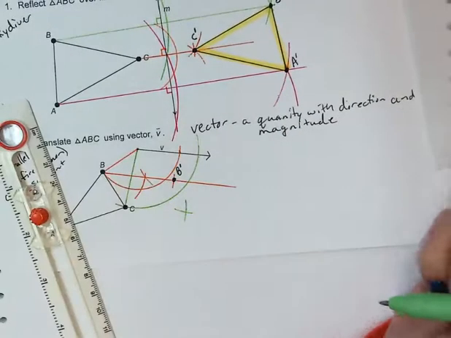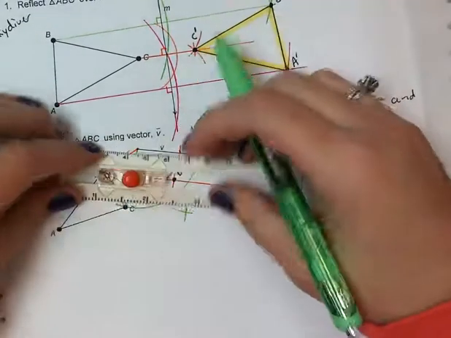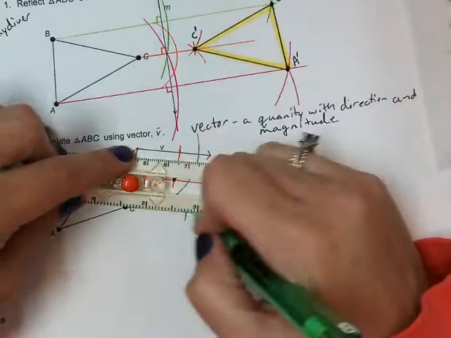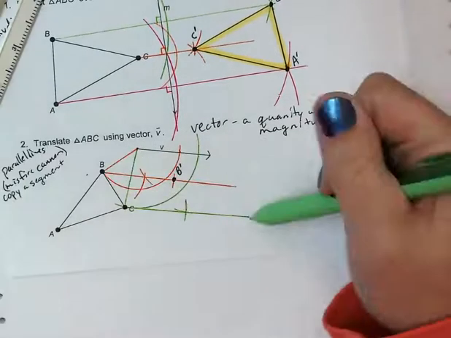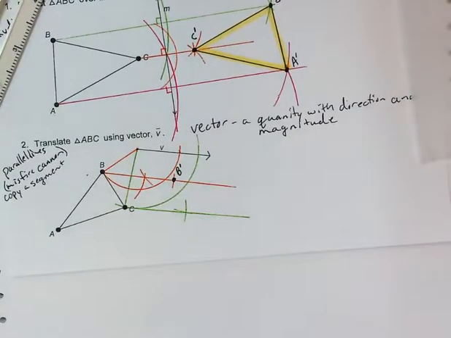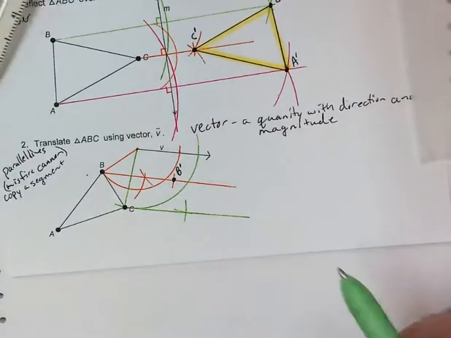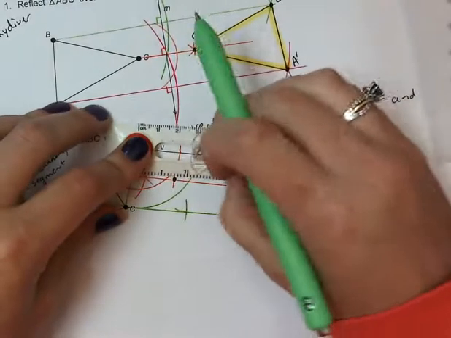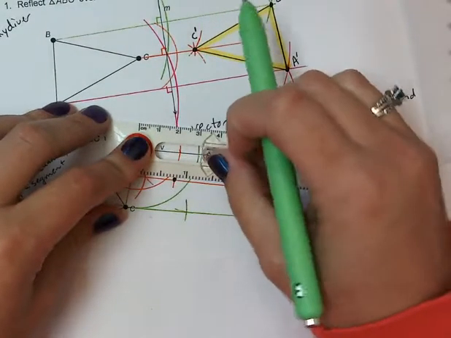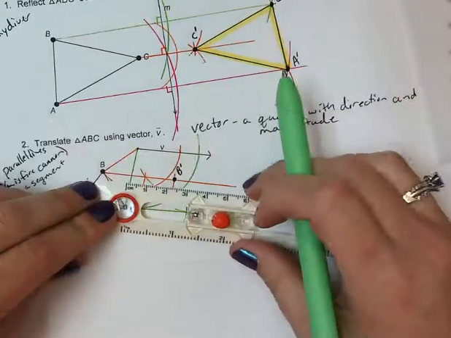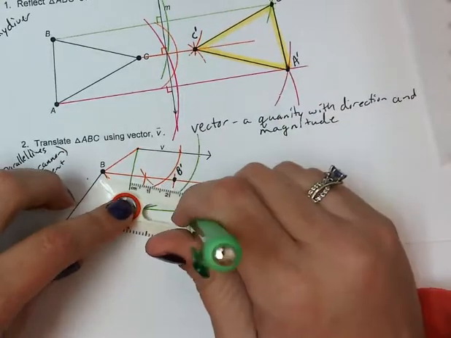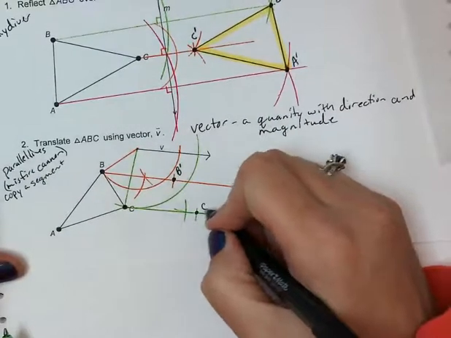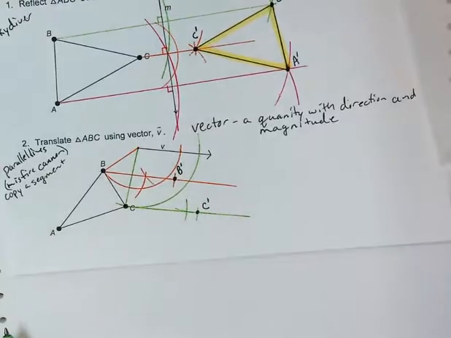Connect C to your X. So there's our parallel line again. We now need to chop that parallel line off. So we're going to measure the length of our vector. Come down to C and chop our parallel line off. So that point will be C prime. Repeat that process for A.